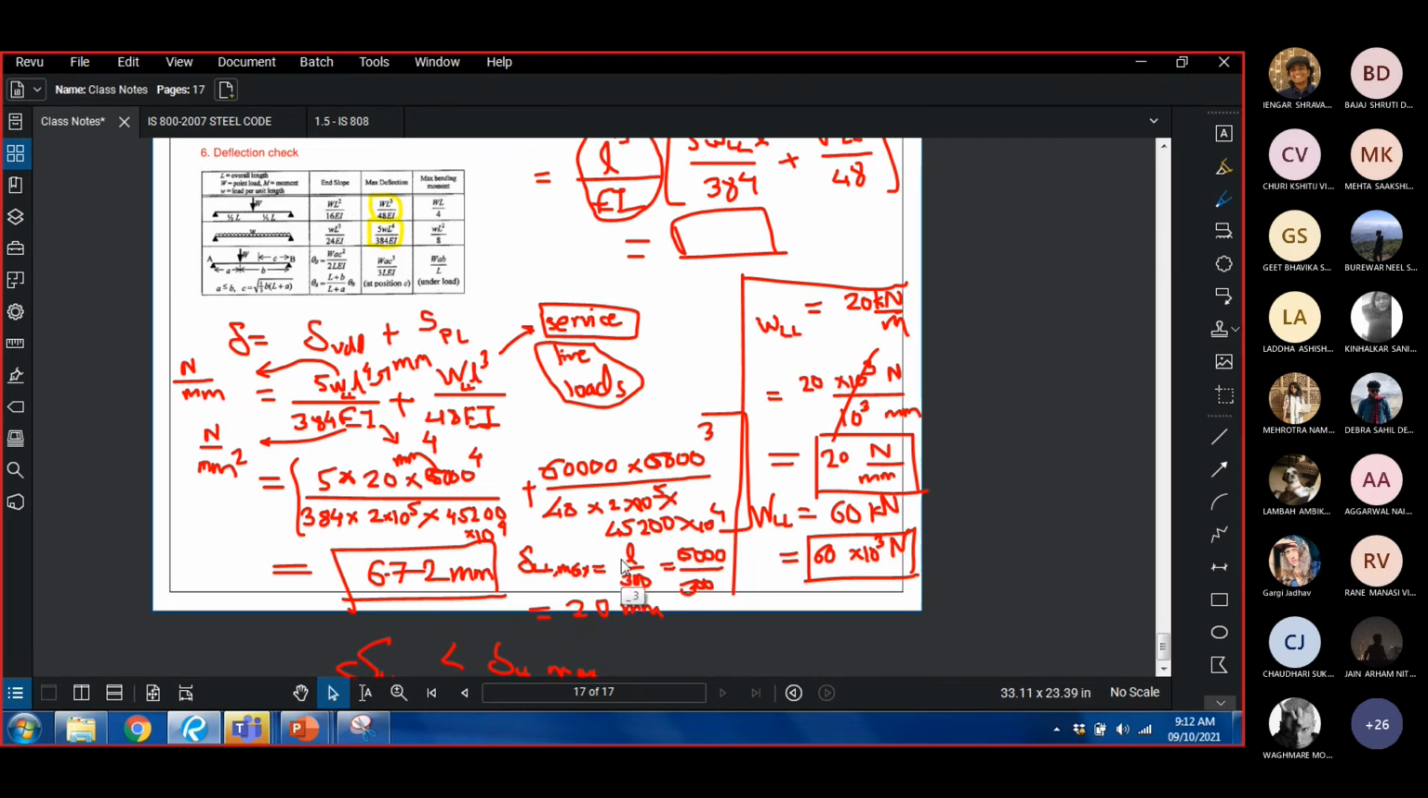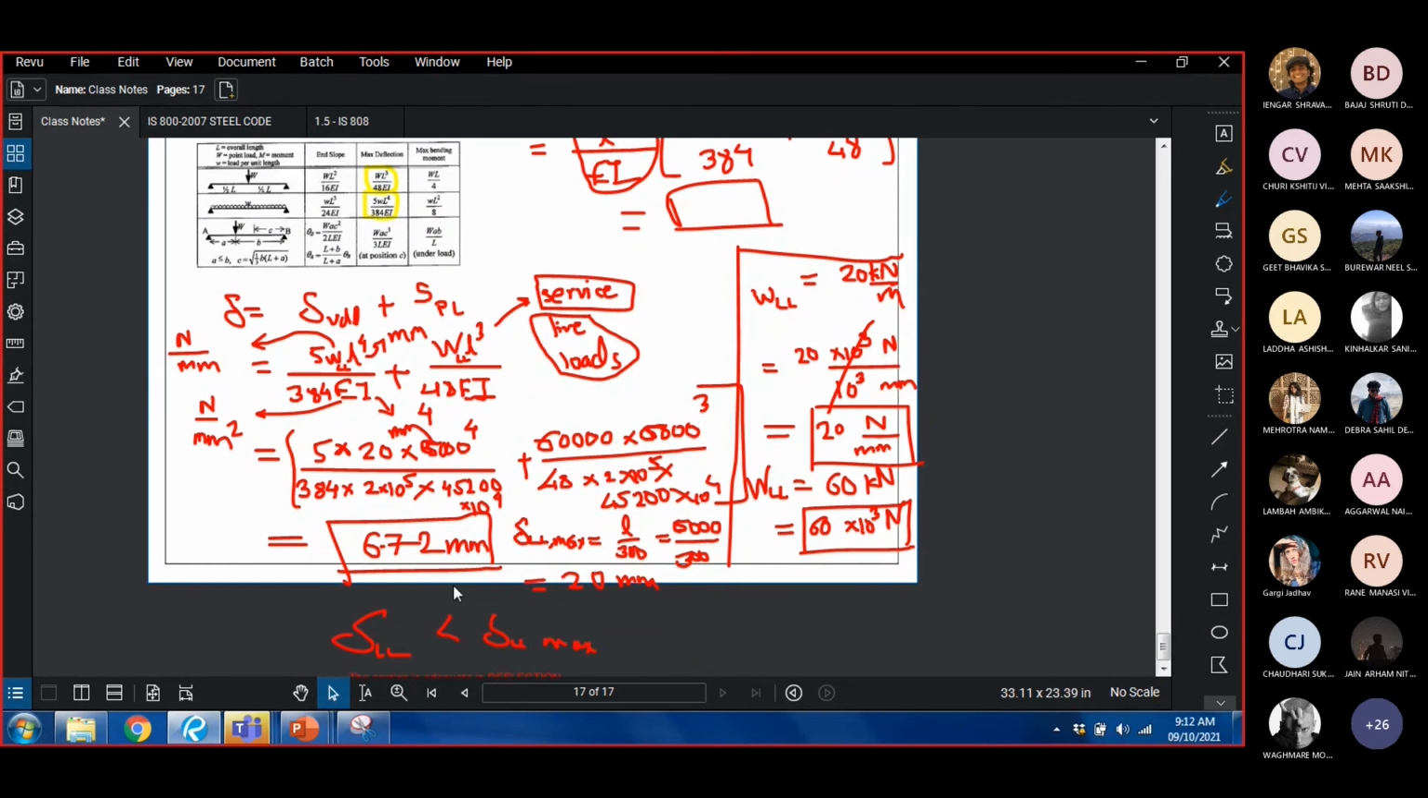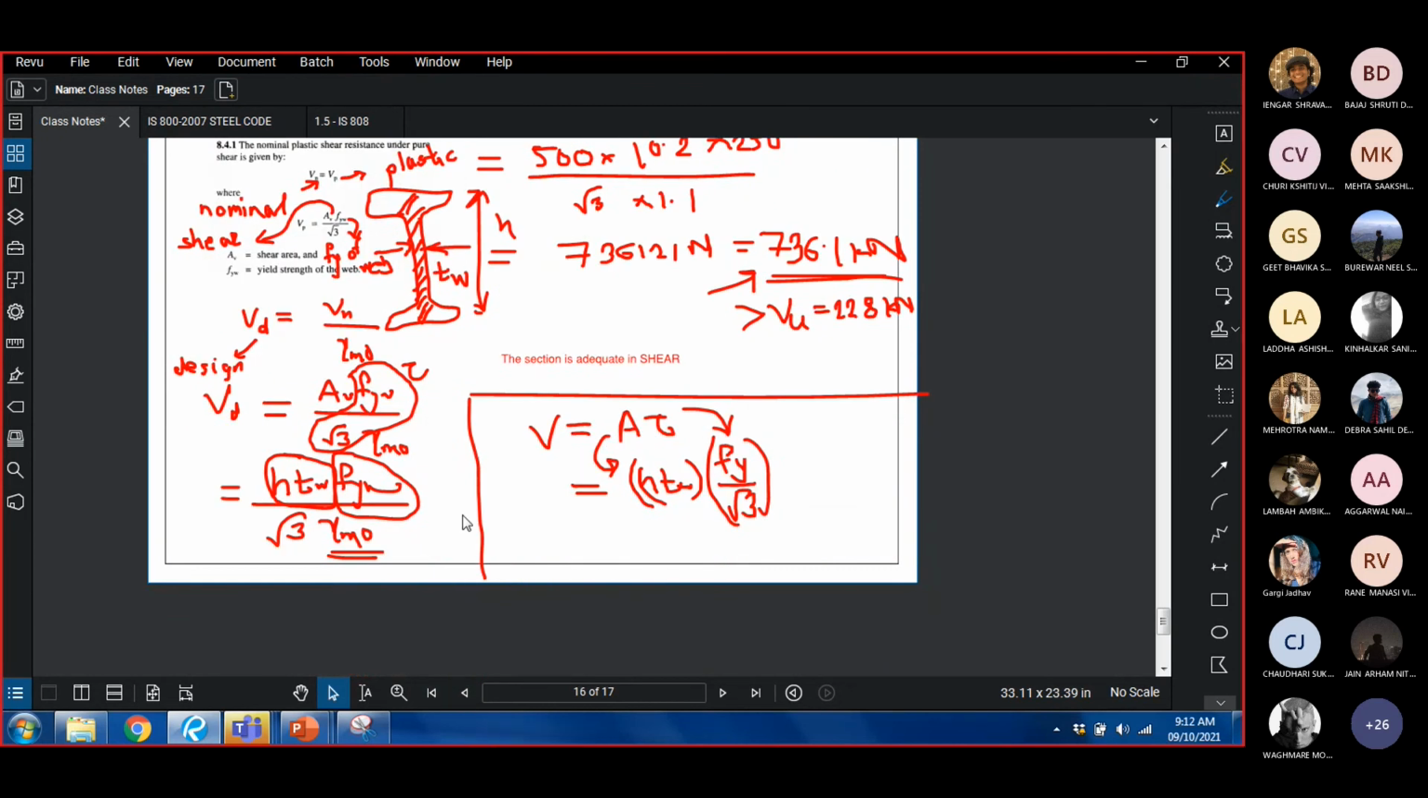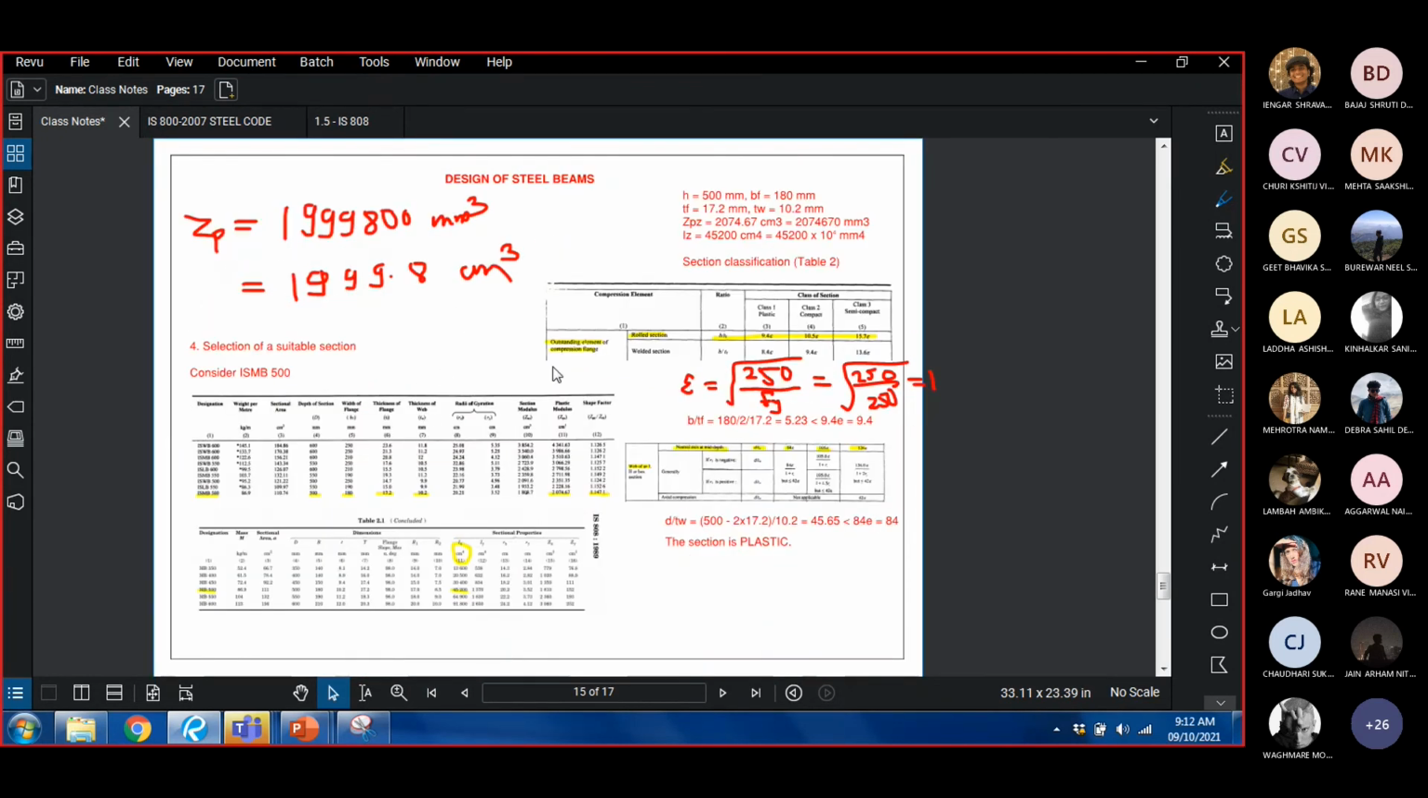Okay. I have a question. But what if it would not have come to be plastic? Like when we are proving that it's plastic, if any one of the three things does not show that it's plastic, then do we choose another section and repeat all the steps again? So that's a good question.